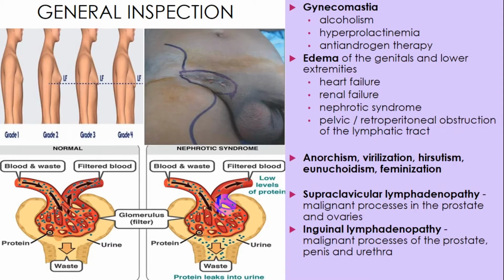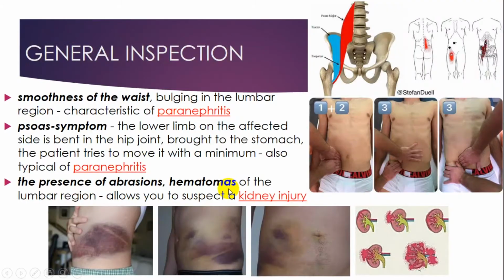In this picture, you can see the gradation of gynecomastia according to the signs of the glands, and the mechanism of nephrotic syndrome appearing. General inspection. Also, the doctor can see smoothness of the waist and bulging in the lumbar region. It's a characteristic of paranephritis.